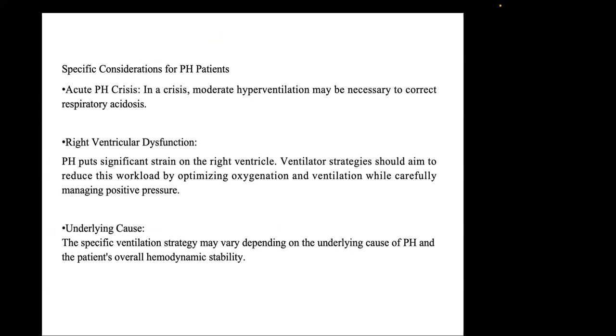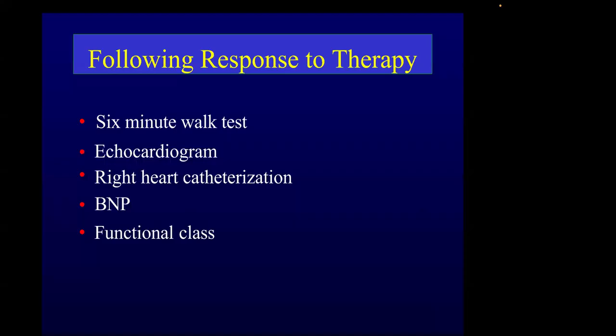Right ventricular dysfunction: pulmonary hypertension puts significant strain on the right ventricle. Ventilator strategies should aim to reduce this workload by optimizing oxygenation and ventilation while carefully managing the positive pressure. Underlying cause: the specific ventilation strategy may vary depending on the underlying cause of the pulmonary hypertension and the patient's overall hemodynamic stability.